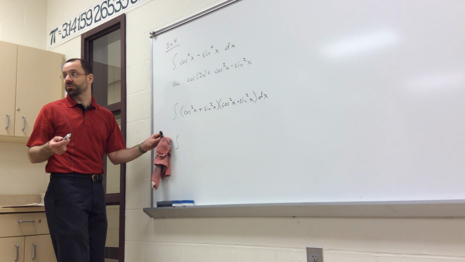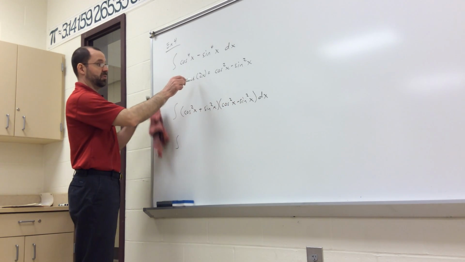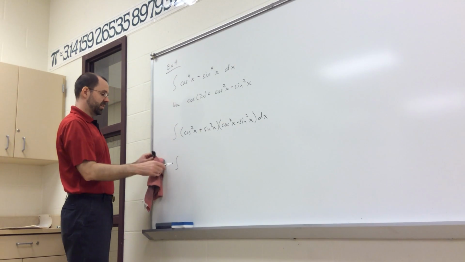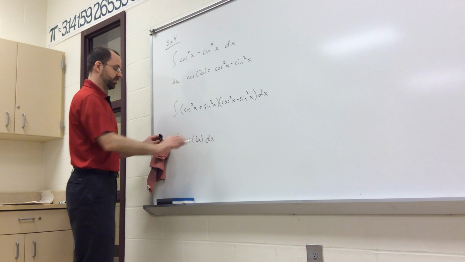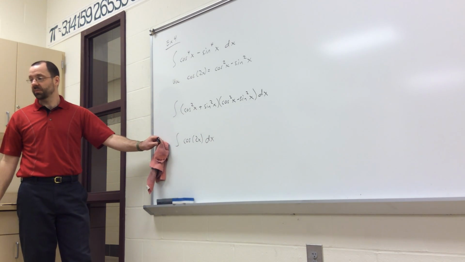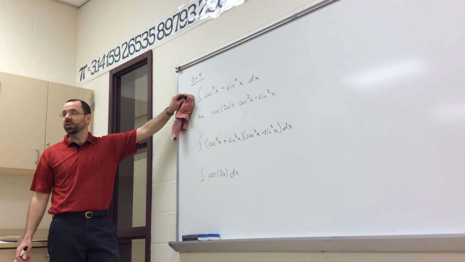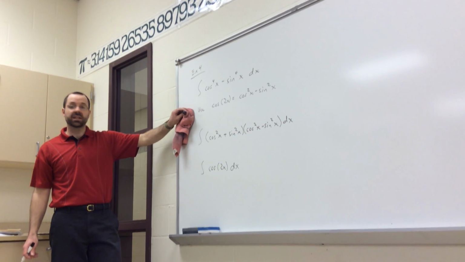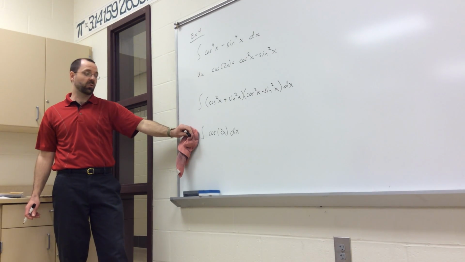1. Cosine squared plus sine squared is 1. And then they told us that this is cosine 2x. So we have 1 times cosine 2x. Well, that's just cosine of 2x. So this really scary looking antiderivative, with some factoring and an identity, became this antiderivative, which is not quite as scary.